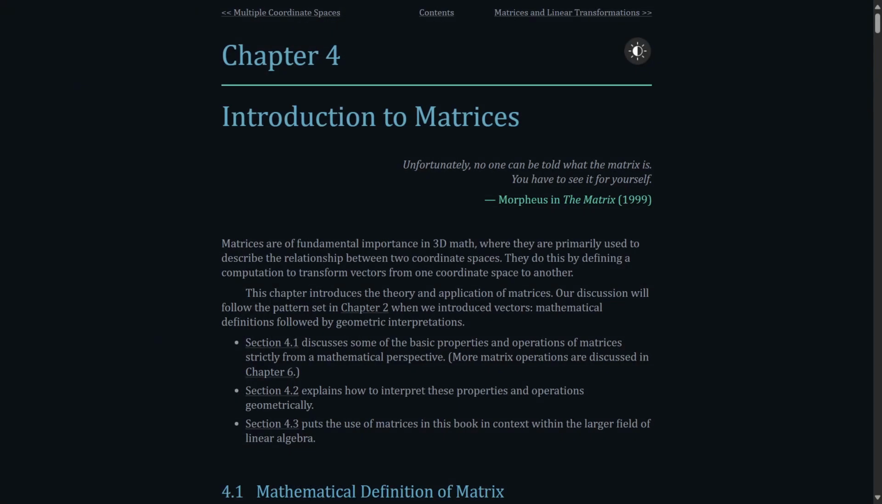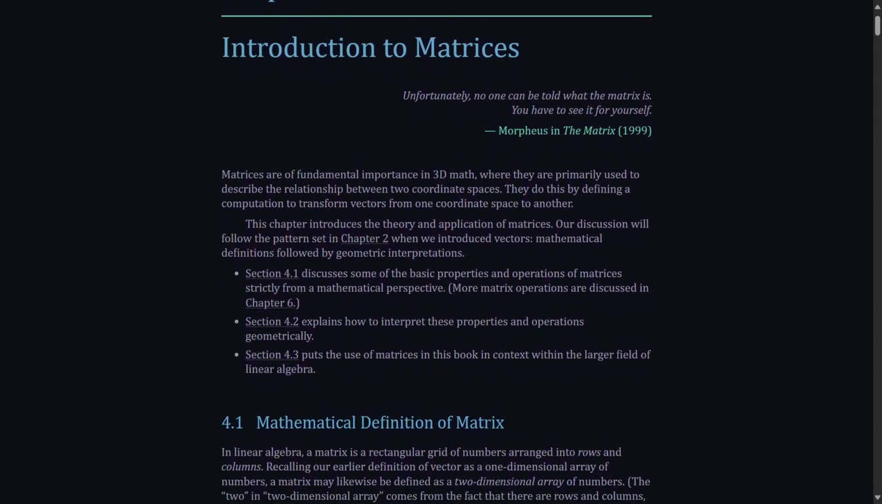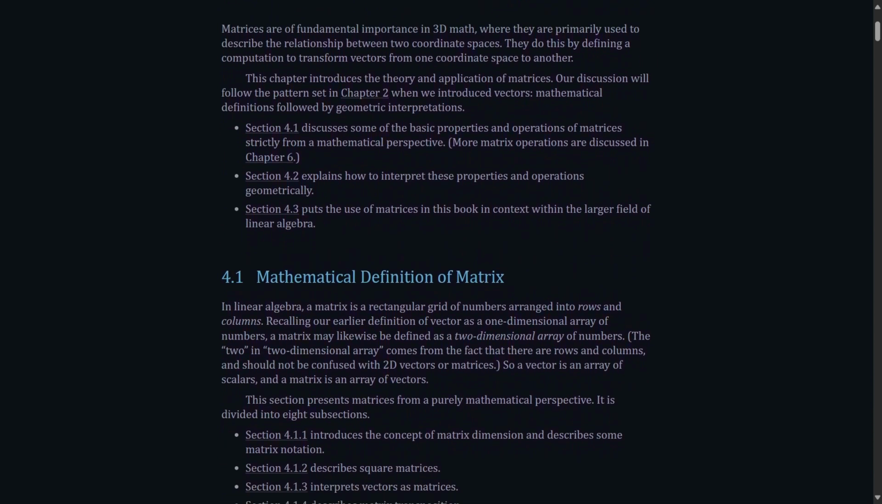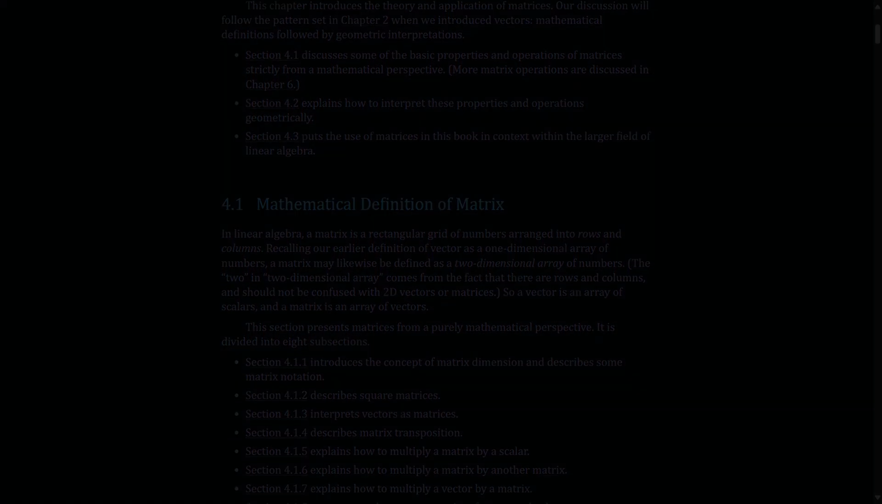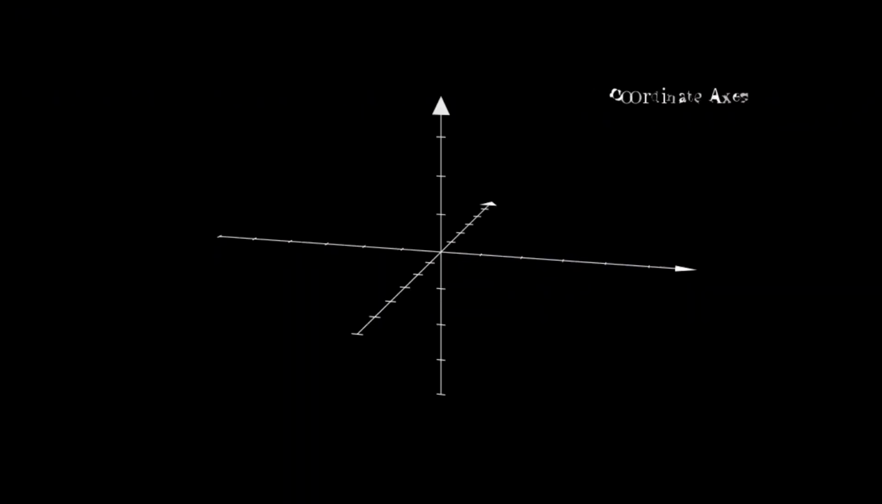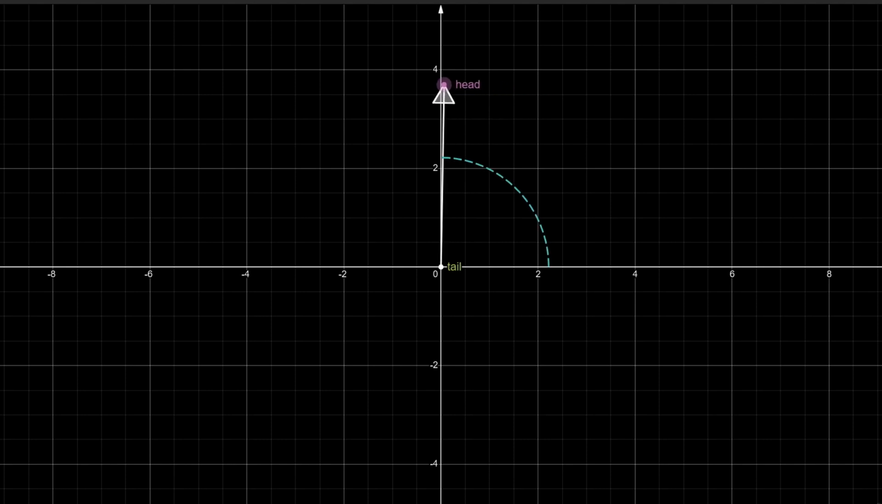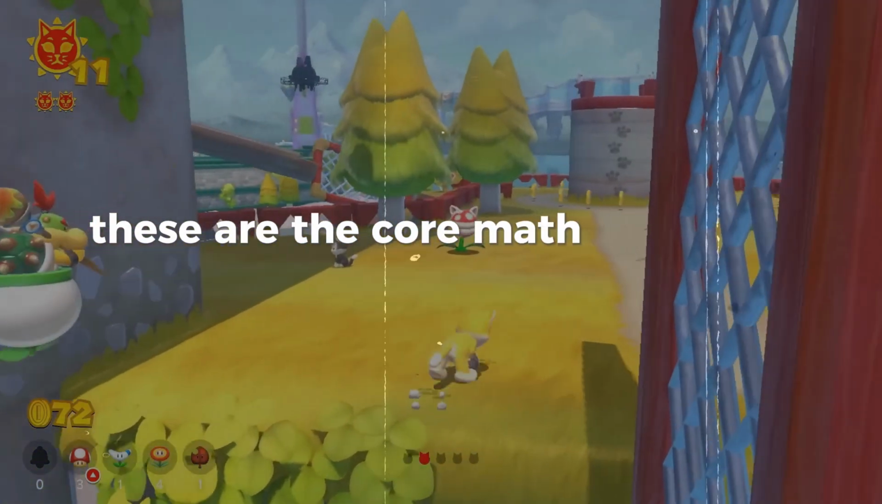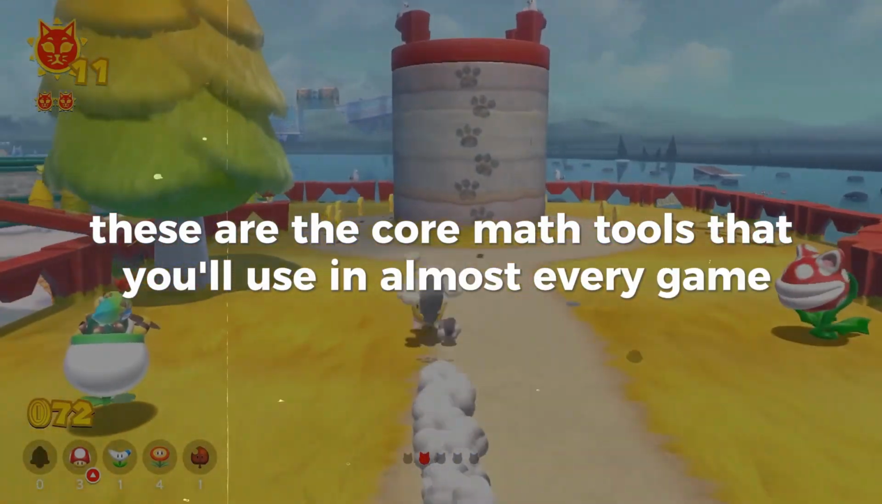Chapter 4 of the 3D Math Primer book is a great resource that can introduce you to matrices and their different operations in a beginner-friendly way. Everything we have talked about so far, coordinate systems, vectors, trigonometry, interpolation, and matrices, these are the core math tools that you'll use in almost every game you work on.